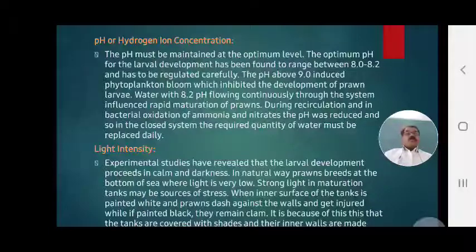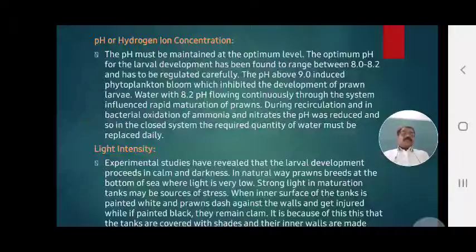Water with 8.2 pH flowing continuously through the system influences the rapid maturation of prawns. When the water is constantly flowing, maturation occurs earlier as compared to the natural time.